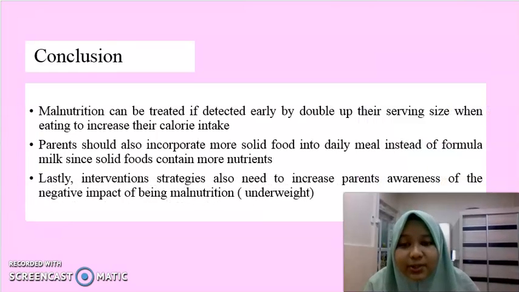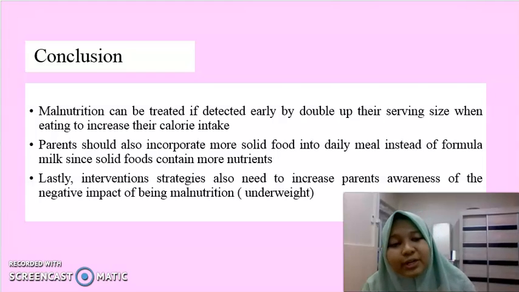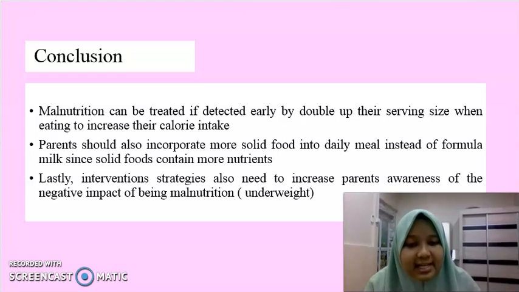So as a conclusion, malnutrition can be treated if detected early by doubling up their serving size. And then parents should also incorporate more solid food into daily meals instead of giving them formula milk only. And then the intervention strategies should also focus on increasing parents' awareness of the negative impact of malnutrition, so that they can know the consequences of their child being underweight.